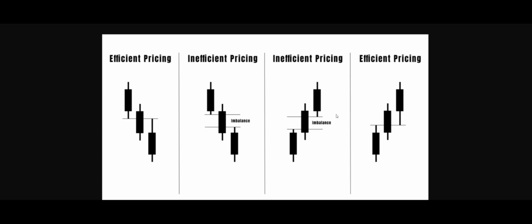If we just look at these two, inefficient and efficient: in this one, the wick of the high and the wick of the low of the third candle just don't meet. And if you look at this efficient pricing, the high wick on the first candle and the low wick of the third candle do meet. They don't have to meet, but they do here. So that is efficient pricing.